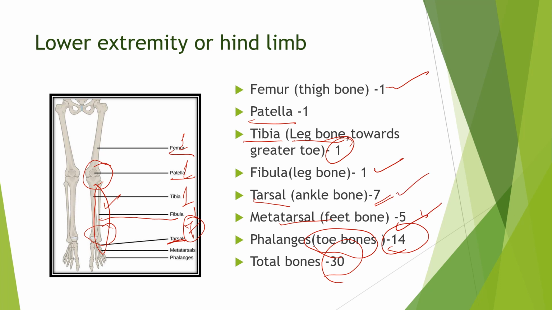Then comes metatarsal, phalanges, and the total count comes to 30. Now this is all about, we have completed first the pectoral girdle, then the bones of the forelimb, then bones of the hind limb. Now we are moving into the last part.